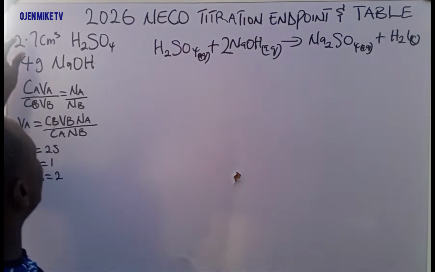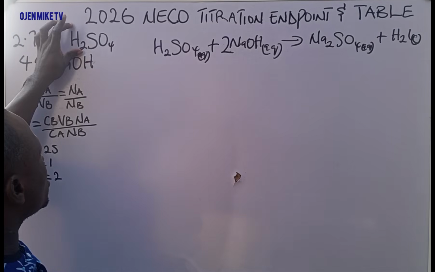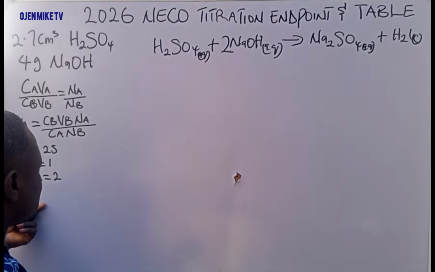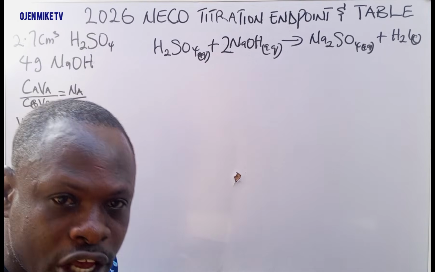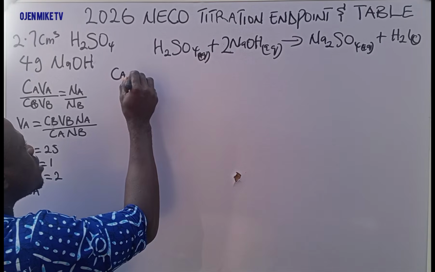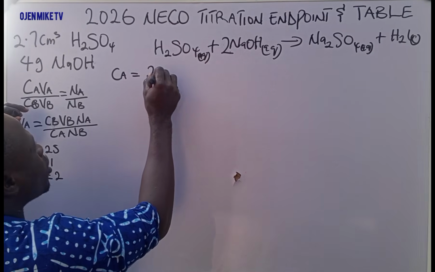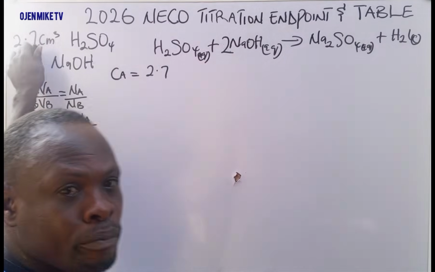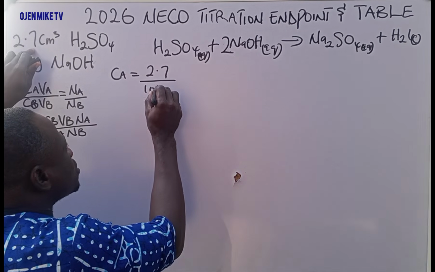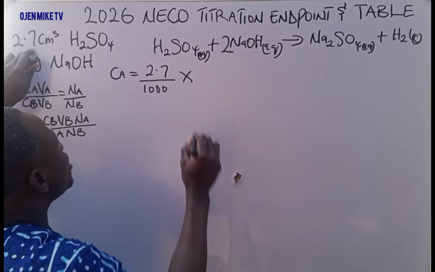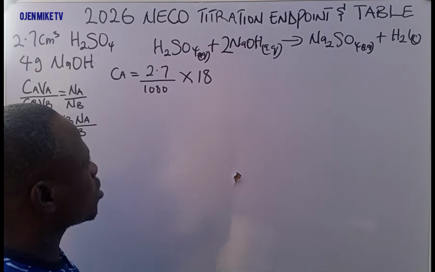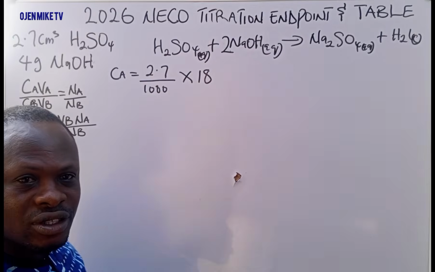Now this concentration of acid, they gave us 2.7 cm cubed of this. For you to get the concentration of acid, which is expressed in moles per dm cubed, the concentration of acid is given by this 2.7. You are asked to make 1 dm cubed of it, so 1 dm cubed divided by 1000, multiplied by the molarity of this acid, which is 18. We get the concentration.